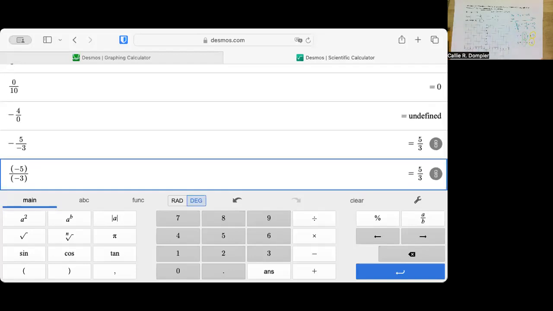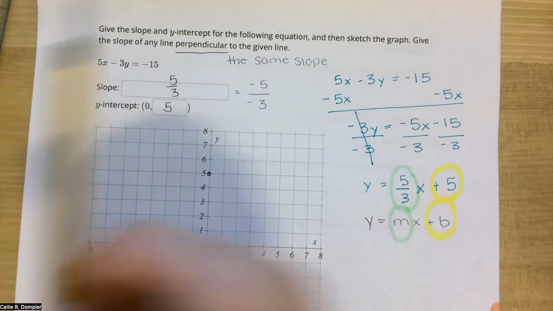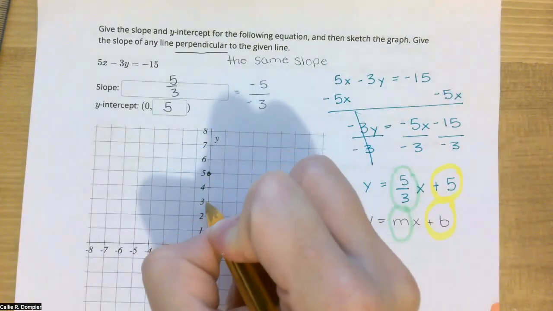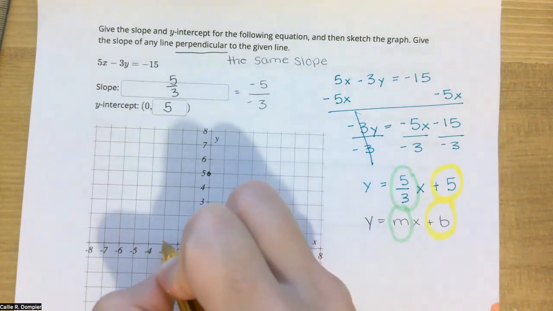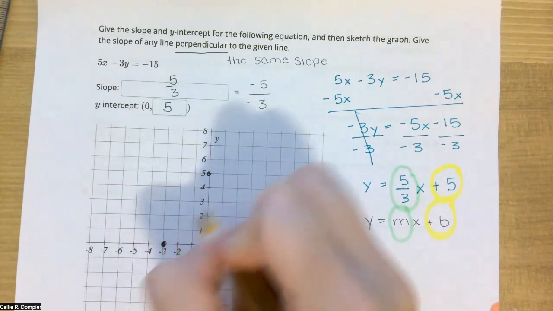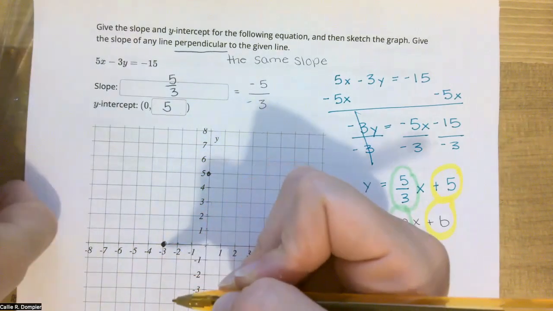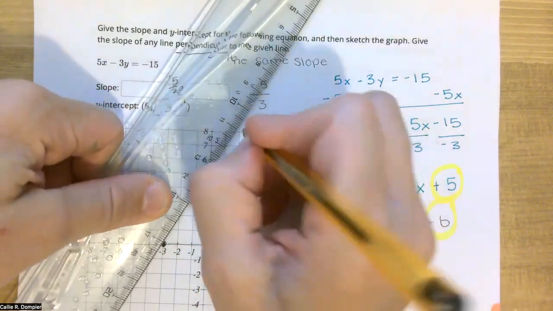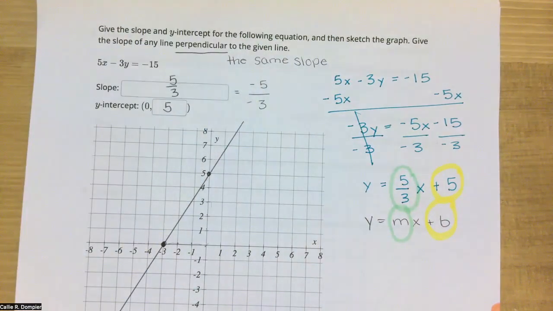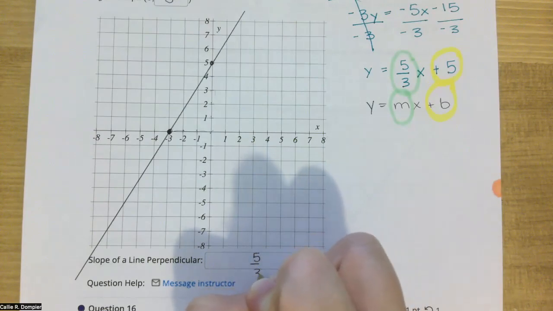Negative 5 divided by negative 3 is a positive 5/3, okay? We're going to use that right now to say down 5, 1, 2, 3, 4, 5. Left 3, 1, 2, 3. Two negatives, because we went negative y direction, negative x direction, still makes a positive line, a positive slope. Because we took both sides negative, and a negative divided by a negative makes a positive. So that's the graph, right? And then slope of a perpendicular line is the same slope.